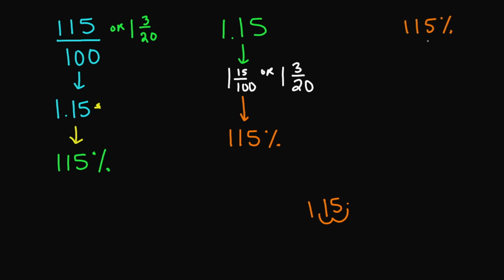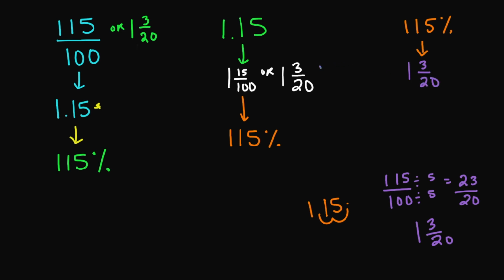So now let's say we had the 115% as starting. How do I get my fraction? So if you have 115, that's going to be over 100. You can simplify 115 over 100 because you divide top and bottom by the number 5. So your numerator, you're going to get 23 over 20. And when you solve your 23 over 20, you're going to get 1 and 3 over 20 as your answer. So as a fraction, you're going to get 1 and 3 over 20, which is what we have here and here.